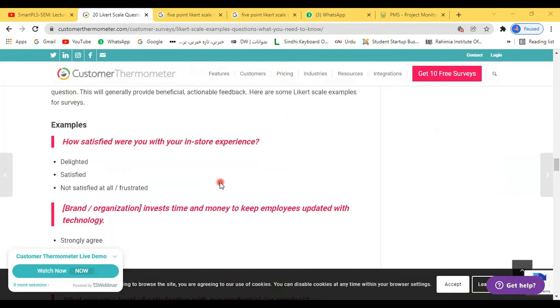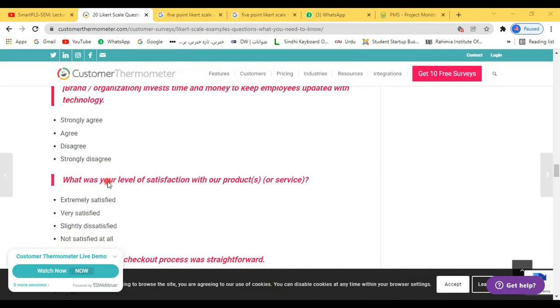And then furthermore, how satisfied you were with the in-store experience. Just measure your level of satisfaction. If you want to measure level of satisfaction of anything, then like this one, 3-point. Here you can convert 3-point into 5-point, 7-point in this way. And if you want to convert 3-point into 5-point, then definitely you are required to provide more anchors. And then this shows the agreement with a certain thing.